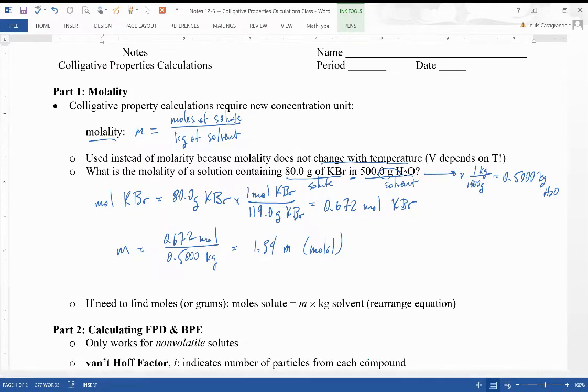And as with molarity, if we need to find the moles or the grams, the reverse is going to be true. Just rearrange the equation, and we'll find that the moles of solute is equal to the molality times the kilograms of the solvent. You could also, again, find how many kilograms of solvent you need. And this equation, let me box that in up above, because this equation is on your reference chart, so you do not need to memorize it. You just need to remember when to use it instead of molarity.